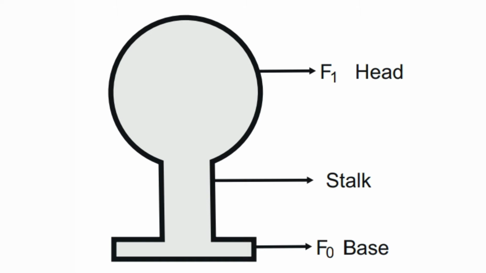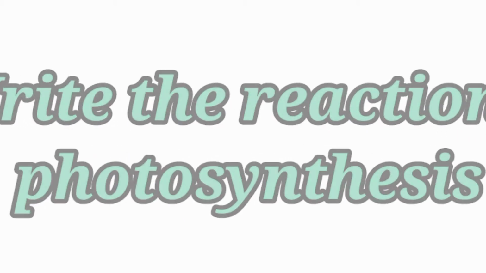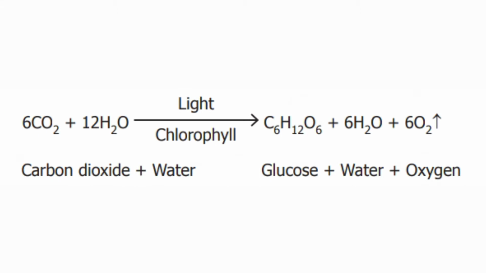Eighth question. Write the reaction for photosynthesis. 6CO2 + 12H2O, with the help of light and chlorophyll, gives C6H12O6 + 6H2O + 6O2 (oxygen gas). Carbon dioxide plus water gives glucose plus water plus oxygen.